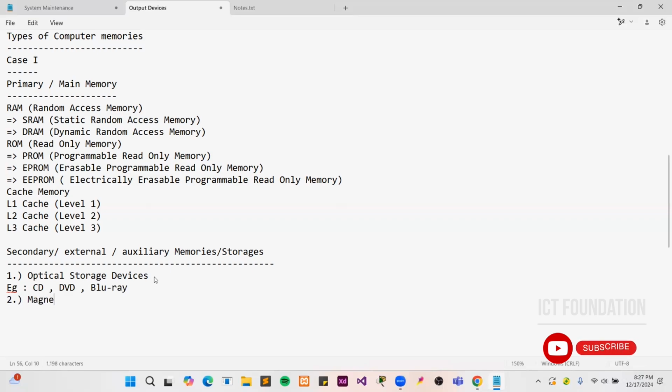magnetic storage devices. For example, a magnetic storage device is called a floppy disk. In earlier generations, we utilized the floppy disk. Nowadays, we are not familiar with floppy because the capacity is very low and the speed is also very low. That's why we omitted it from usage. Nowadays, we are familiar with SSD, memory card, and pen drive. So floppy is a memory we utilized in past generations.